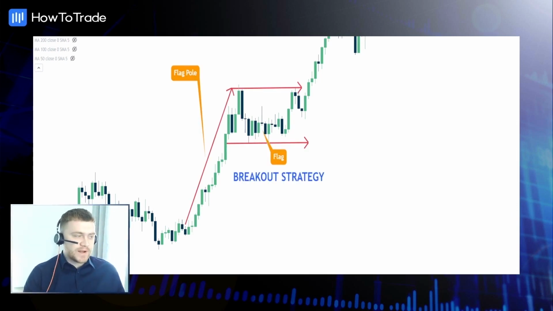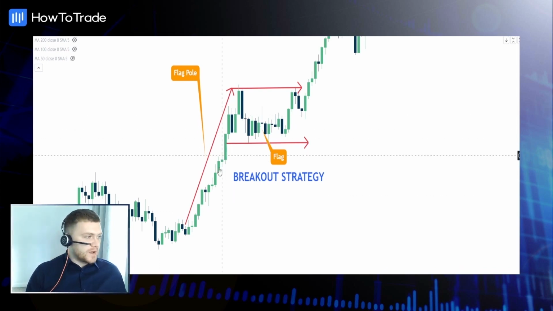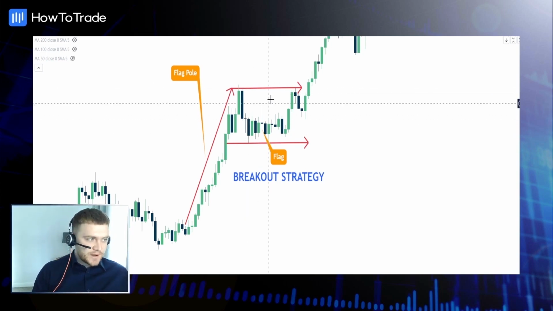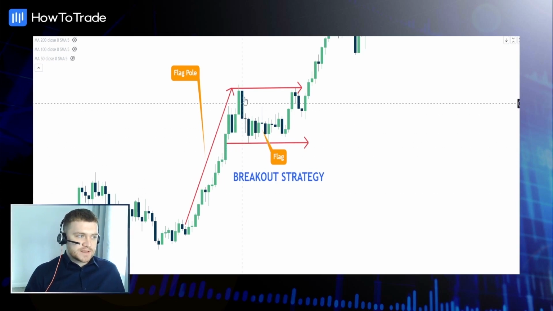And before we do that, we need to identify the flag and the flagpole within this bullish uptrend. So as you can see, the market is trending up at the moment, and this initial move up is the flagpole of the market. And when we get that sort of consolidation period we have here, that's known as the flag, and you can really see the shape taking place here.